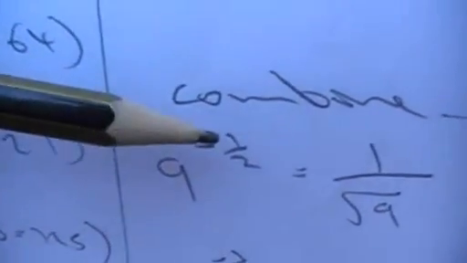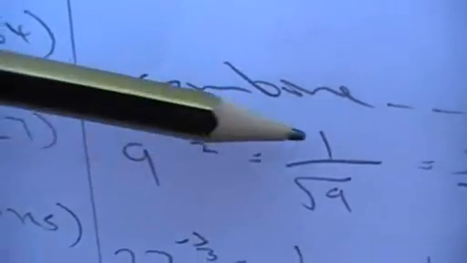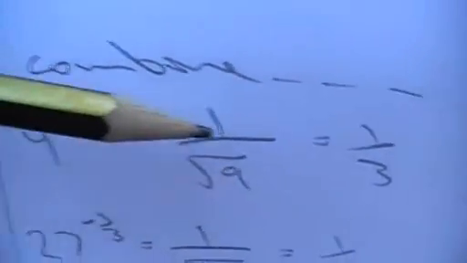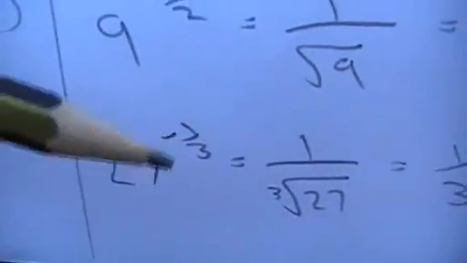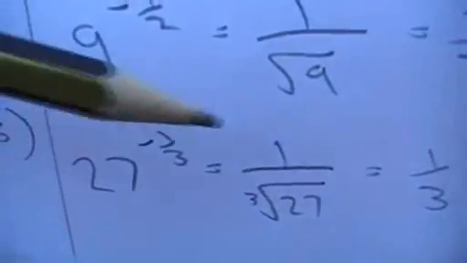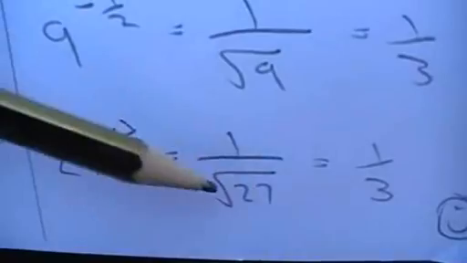You can combine. Now this is super high level. If you've got a reciprocal and a fractional power, first thing you do, reciprocal, the negative power, put it 1 over. So 9 to the power of minus a half is 1 over 9 to the half. We know that a half means square root, and the square root of 9 is 3. 27 to the minus a third means cube root of 27, 1 over because of a negative power, and 3 times 3 times 3 is 27, that's why it's a third.